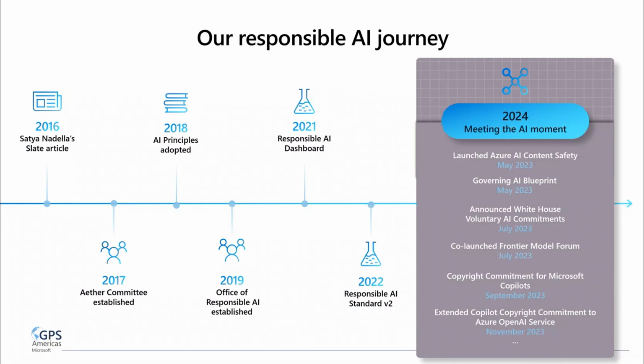But looking at the acceleration, we talked about that hype curve earlier, and how this is speeding up. Looking from May to July, then September, November, and then we're in 2024, right? Lots of advancements, lots of pieces that we've added as we've learned more about how we're doing AI and how to do it responsibly.